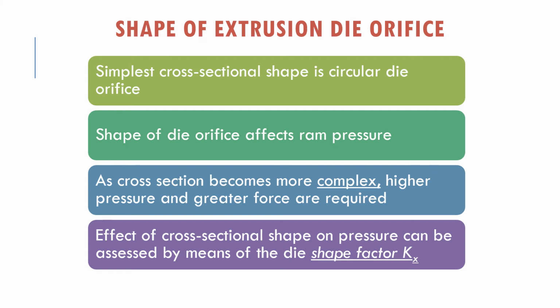For the shape of the extrusion die orifice, the simplest cross-section is the circular die orifice, and the shape of the die orifice will affect the ram pressure. Of course, the more complicated the die orifice, the more ram pressure will be involved. As the cross section becomes more complex, higher pressure and greater force are required, and the effect of cross-section shape on pressure can be assessed by means of the die shape factor Kx.